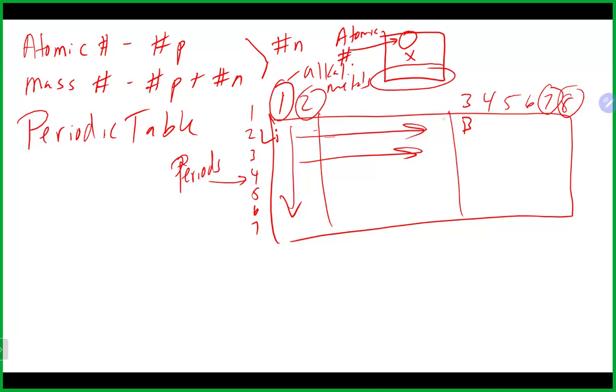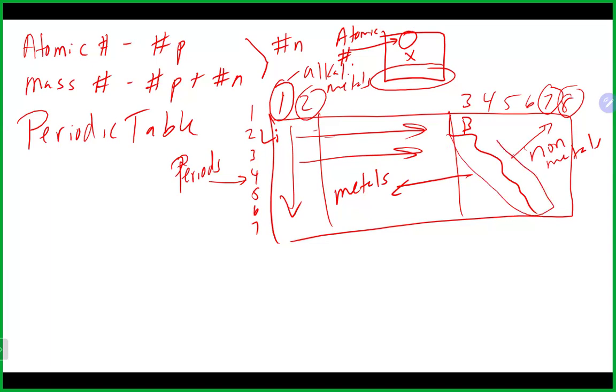Also, elements are broken up by that staircase starting at boron and coming down. They are broken up into metals, which are good conductors of heat and electricity. They're also very shiny. In the upper right of that staircase is where we typically find our nonmetals, and they have pretty much the opposite characteristics. They're dull, brittle, and bad conductors of heat and electricity. And on that staircase are our semi-metals, our metalloids.